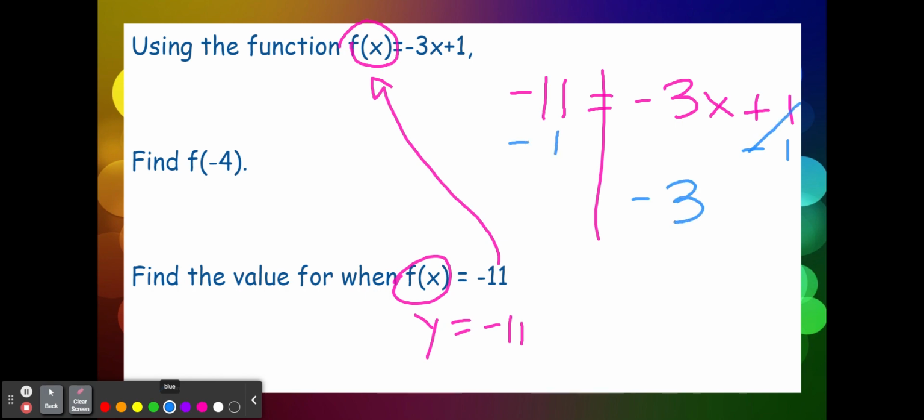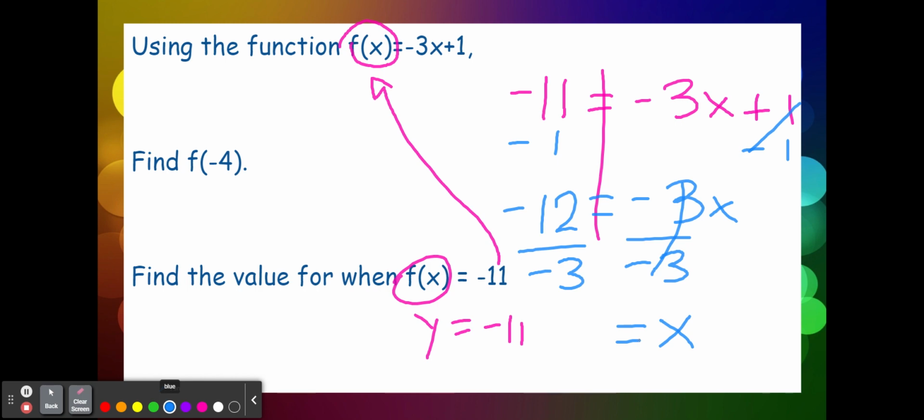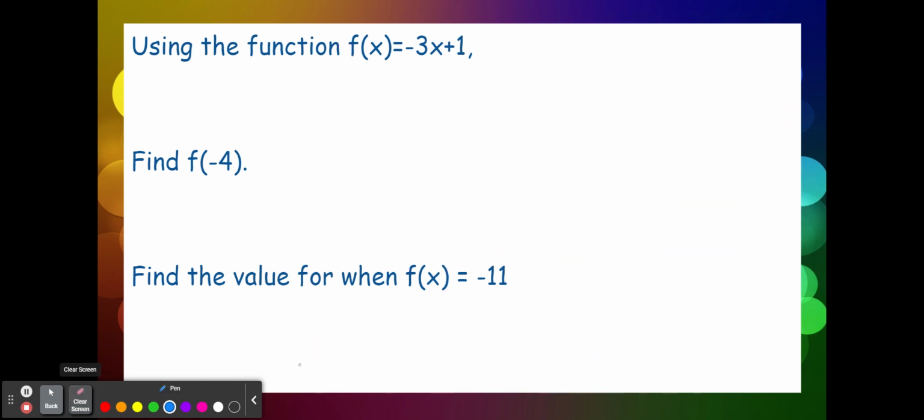Now I have -3x on the right. Bring down the equal sign, and that gives me -12 on the left. Now to move the -3 to the opposite side, we need to divide because it's being multiplied. So the inverse is to divide. Now we have 1x, or simply just x, and on the left, -12 divided by -3 is positive 4. So the x value is 4. So my ordered pair would be 4 comma -11. So you need to understand the difference between getting an x value, or input, versus getting a y value, or the output.